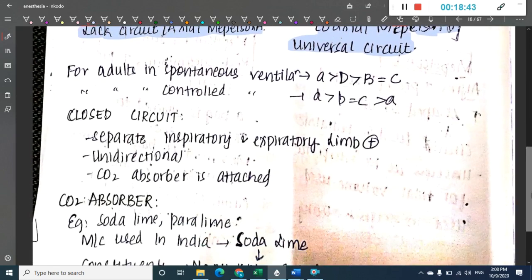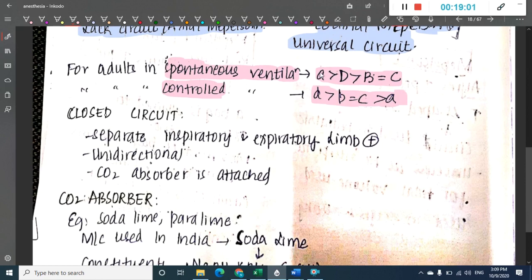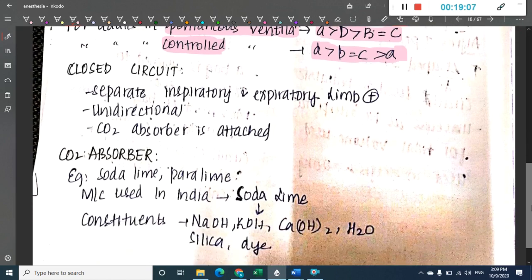Next, in adults, this is very important. For adults, in spontaneous ventilation, A is most commonly used, followed by D, followed by B equal to C. For controlled ventilation, D is most commonly used, followed by B, equal to C, then A. That means the best circuit for spontaneous ventilation is Mapleson type A, and the best for controlled ventilation is Mapleson type D.